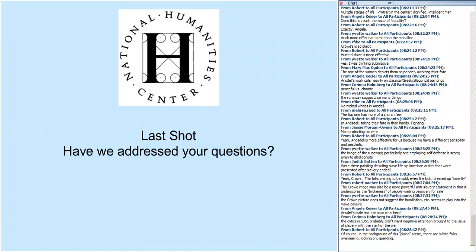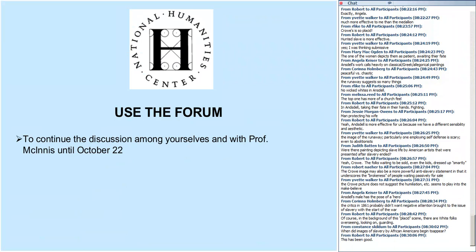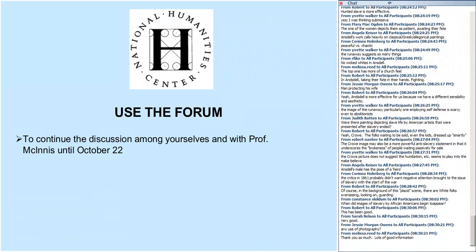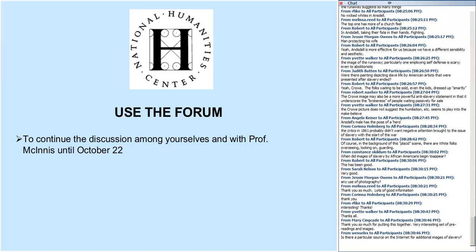When did the image of slavery begin to appear by African Americans? Maurie? Not until later. There are so few African Americans who are trained as visual artists, and the ones who are mostly do the work that is expected of them. So there are a number of portrait painters or landscape painters. Probably the earliest known image is by an African-American painter called Robert Scott Duncanson, who replicates in paint one of the images from Uncle Tom's Cabin. But it's not a particularly anti-slavery image. So it's really not until after the war that you see African-American artists commenting on slavery directly.